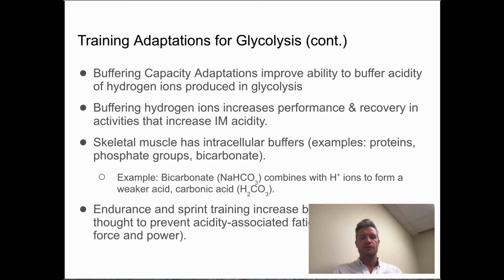There's a number of different systems here. Within the muscle, we have proteins, different phosphate groups, and something called bicarbonate, which is really important for blood. We'll talk about bicarbonate when we get to the cardiovascular system, for sure. And endurance activity for sure will help increase these buffer systems quite dramatically.